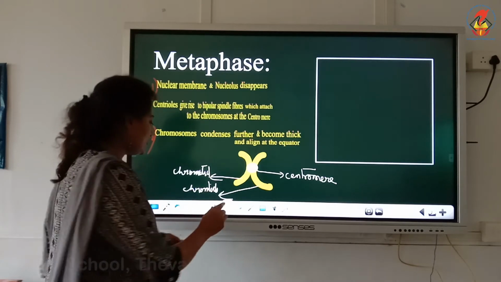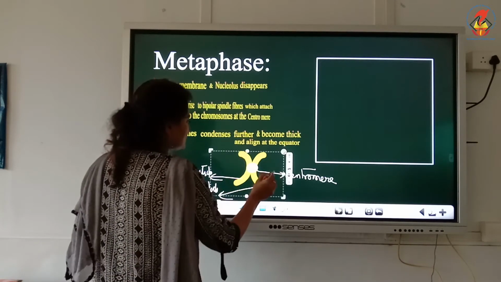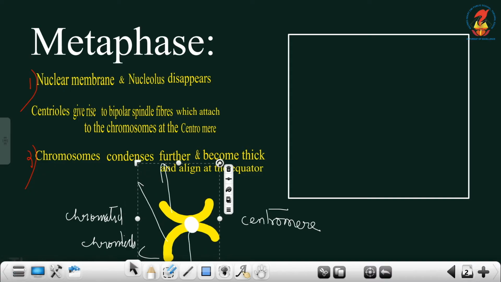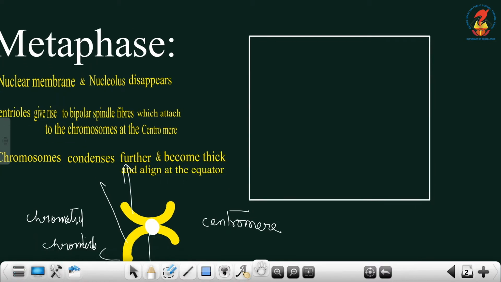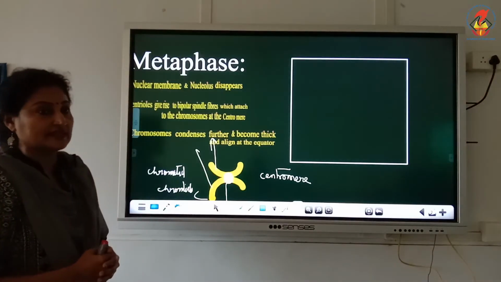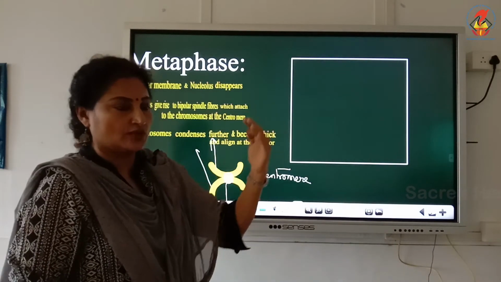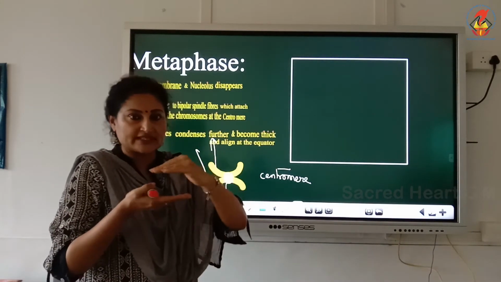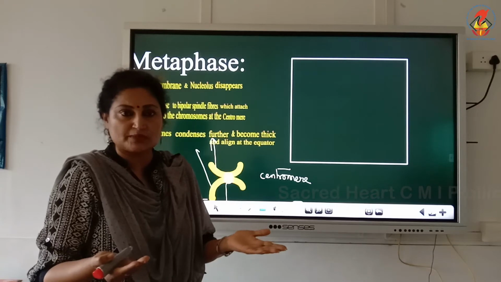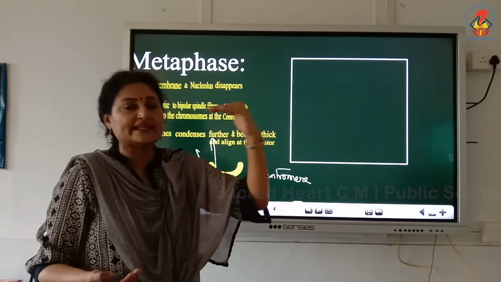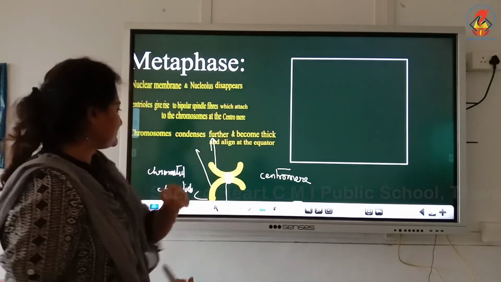Clear? Now, here also the orientation can change. In my diagram I have given this orientation. Clear? Anyway, it looks X-shaped, and not only this, very importantly, these chromosomes align at the equatorial plate. Okay, it not only becomes shortened and X-shaped, referring to the metacentric chromosome, they align at the equatorial plate.